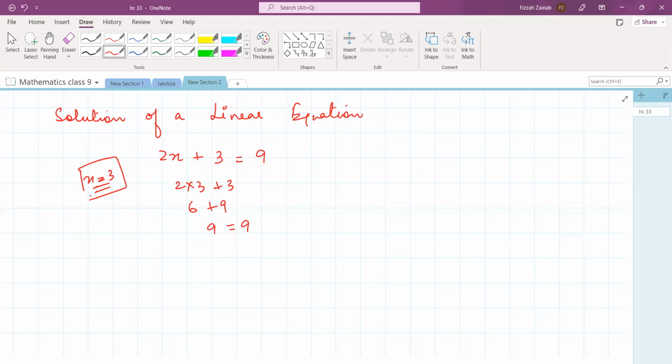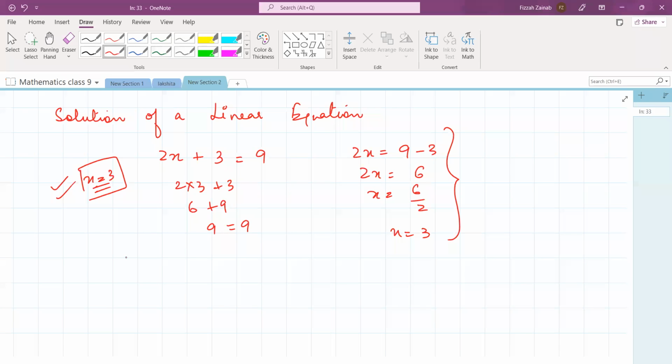Yes, ma'am. Like this is by inspection I have found, and algebraically how do we do it? So we do it this way, that we keep 2x here and we take this 9 minus 3, right? So 2x is equal to 6 and then x will be 6 divided by 2. So x will be 3. So this is the algebraic method of finding the value of x. This is clear? Yes, ma'am.